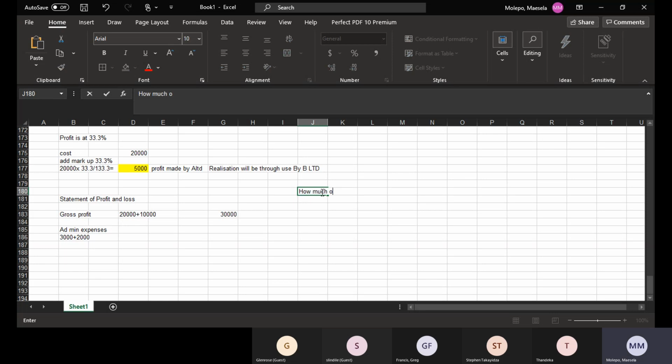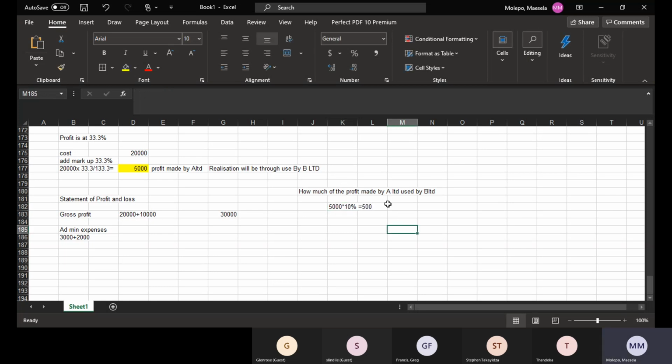How much of the profit made by A Limited was used by B Limited? Remember, because now the machine is sitting with B Limited. So we found that B Limited only used the 10% of the profit made by A Limited. The profit made by A Limited was 5,000. So multiply by the 10% of the depreciation used by B Limited when he was using the machine. So the 10% of that 5,000 will be 500.